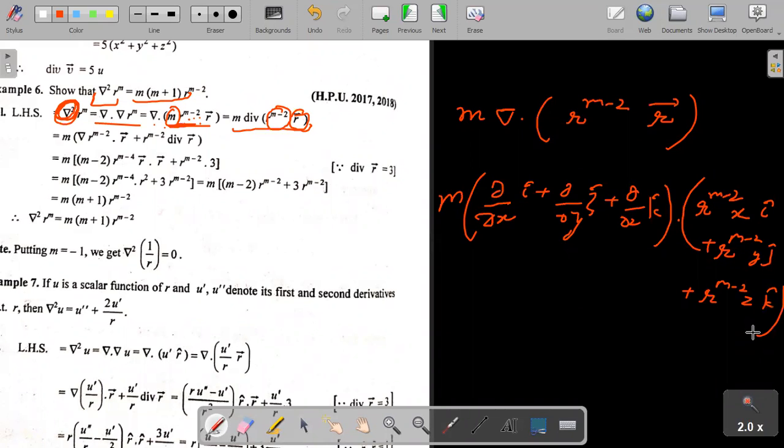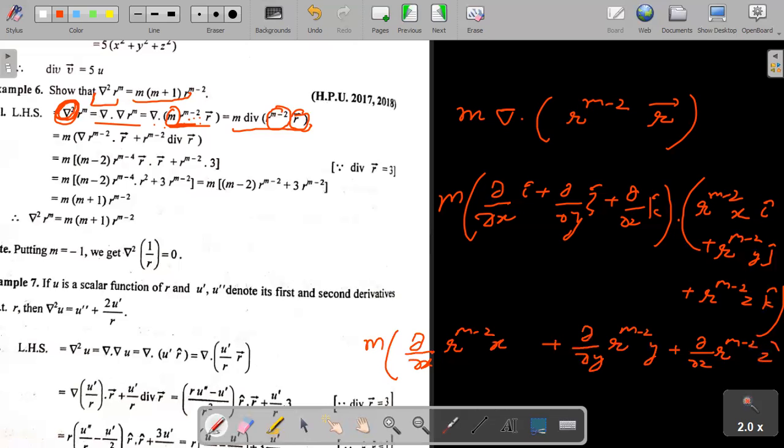Yes, ma'am. तो अगर मैं इसको मल्टीप्लाई करूं तो ये क्या आ जाएगा? m तो बाहर हो गया, तो डॉट प्रोडक्ट लेंगे तो डेल बाय डेल x of r to the power m minus 2 into x plus डेल बाय डेल y r to the power m minus 2 into y plus डेल बाय डेल z r to the power m minus 2 into z.